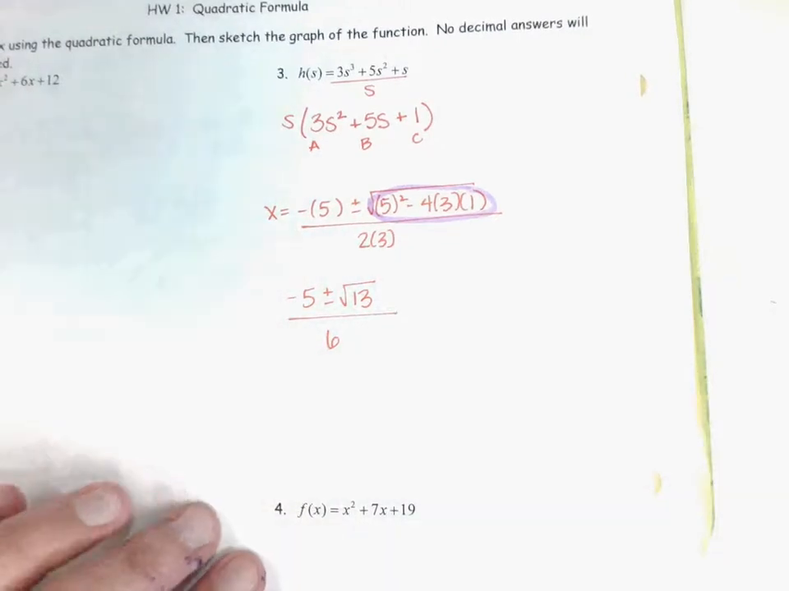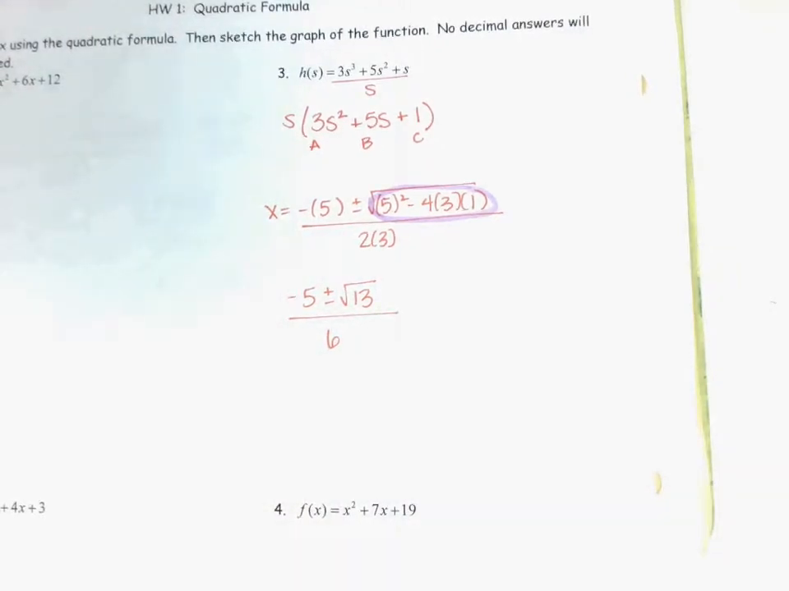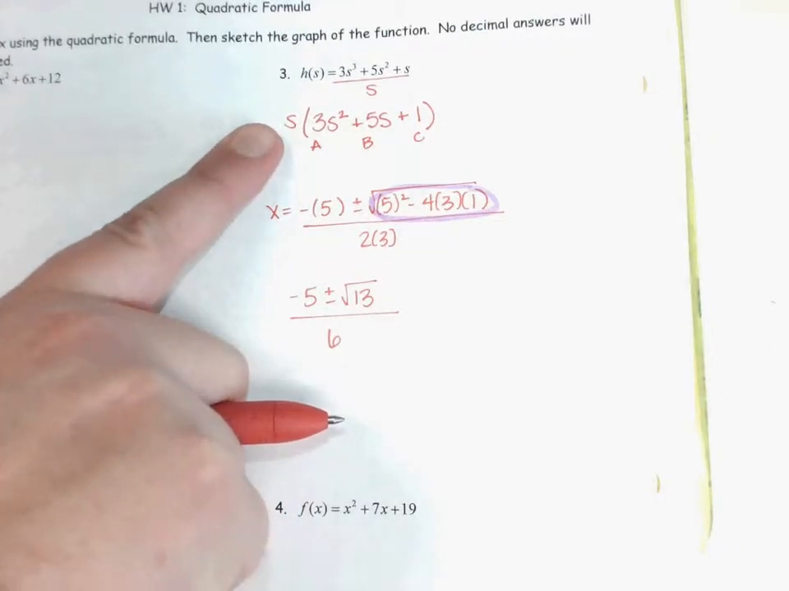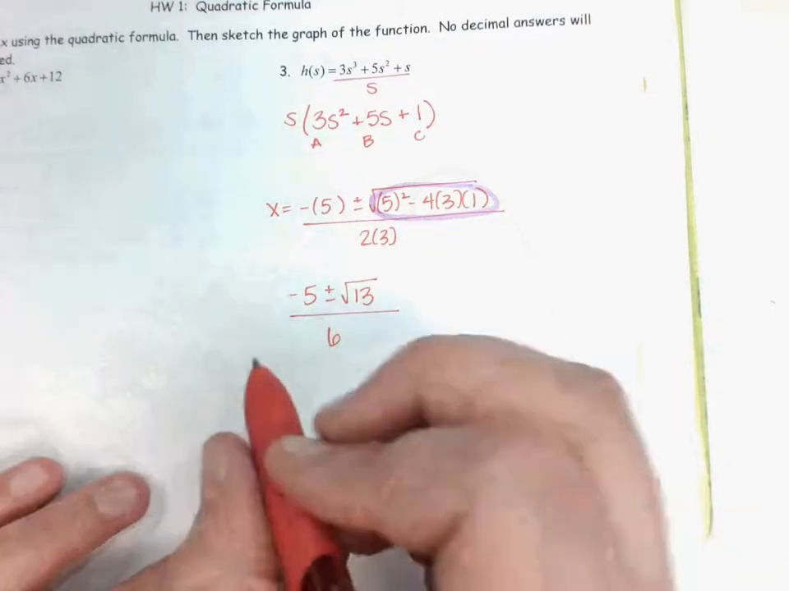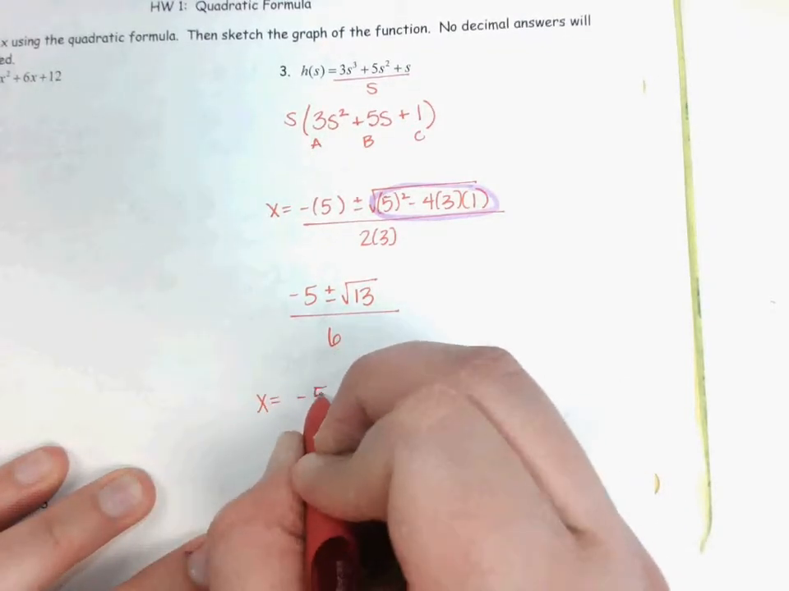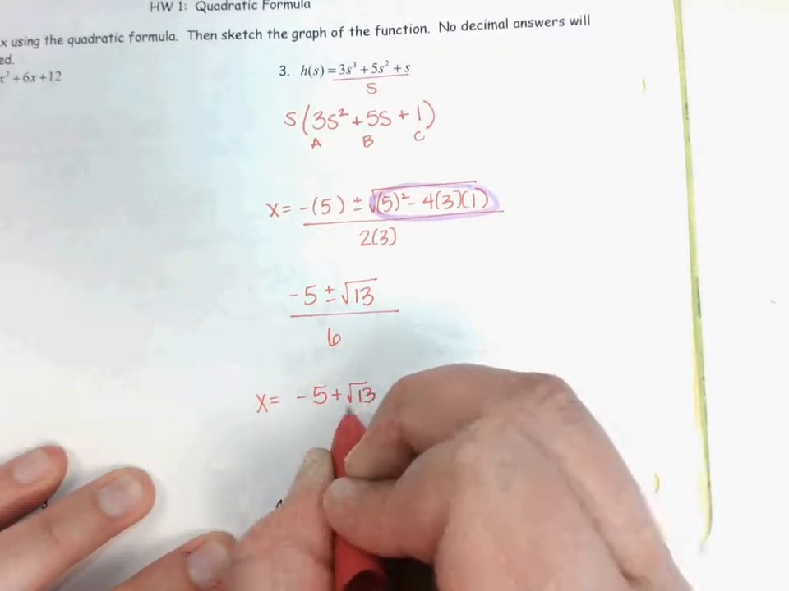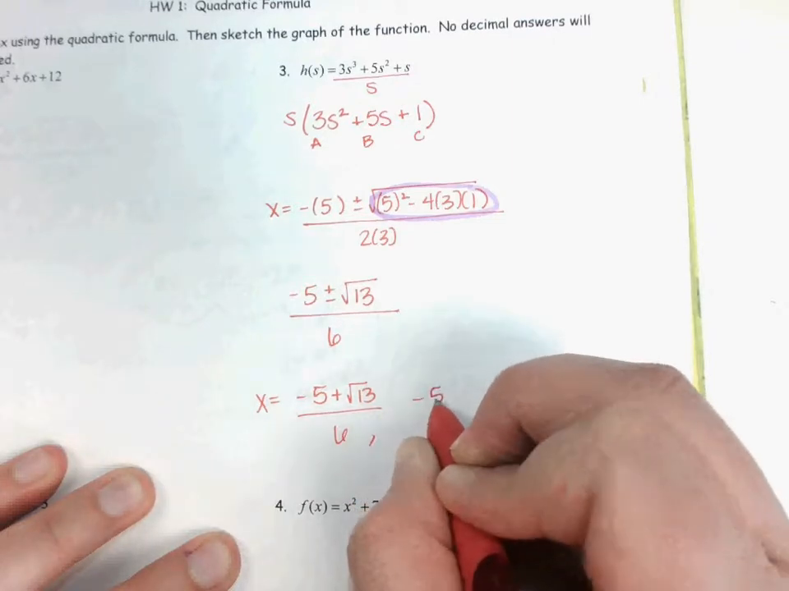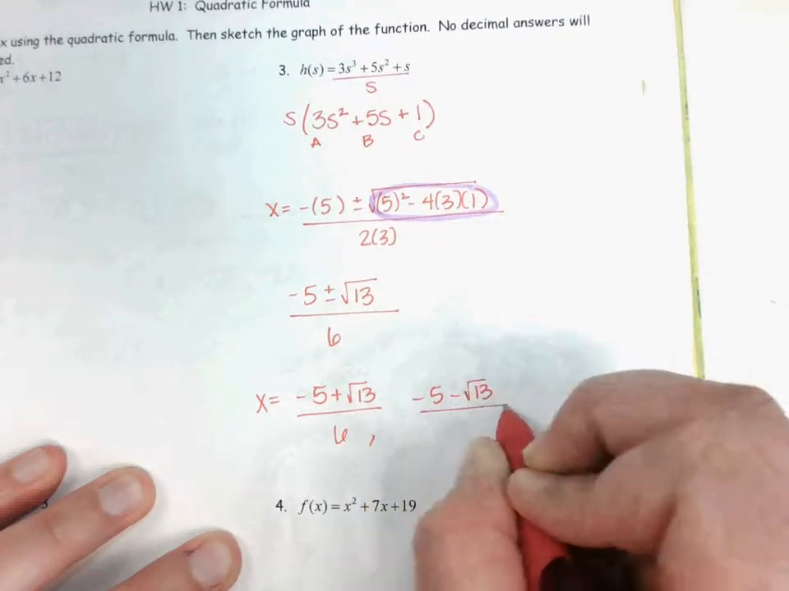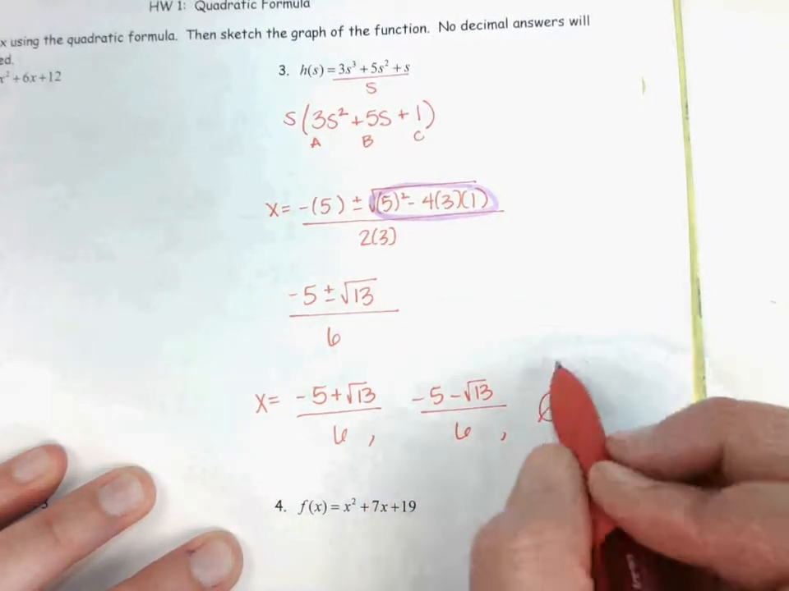Now, this counts as 2 separate answers. The plus counts as one answer. The minus counts as the other answer. What's the third answer? 0. Because there's an x that I pulled out at the very beginning. That's my third answer. So I would put x equals negative 5 plus root 13 over 6, negative 5 minus root 13 over 6, and then 0 as your third answer.